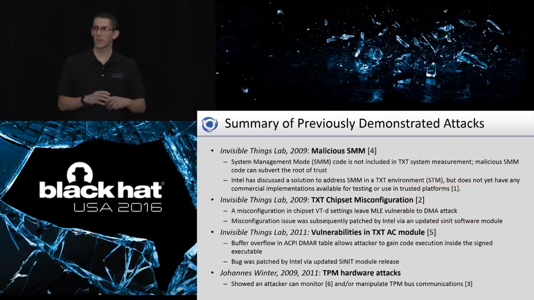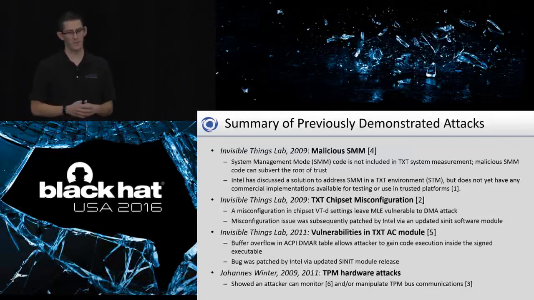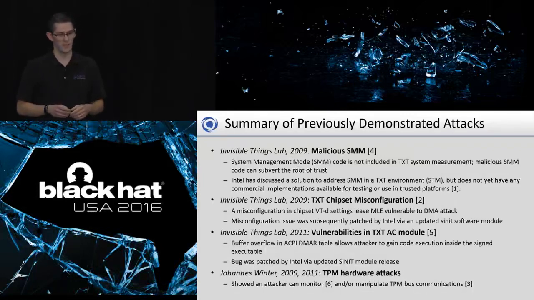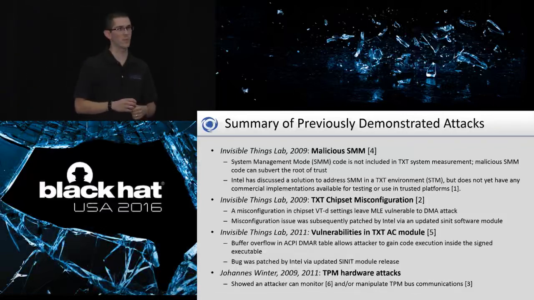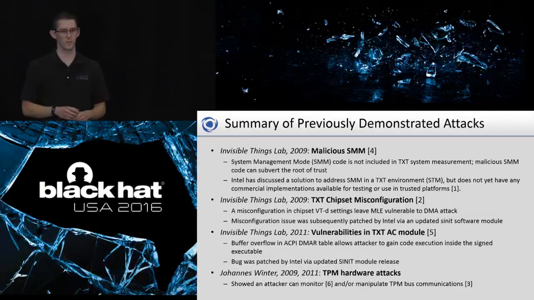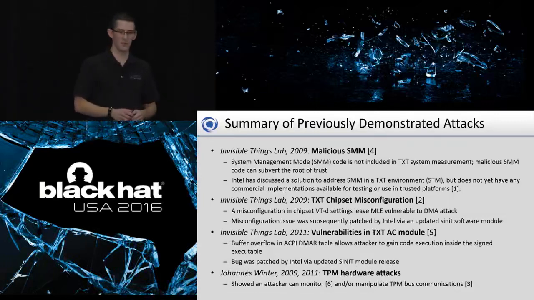So this is not the first talk that looks at undermining TXT. There's been a bunch of work here, so I just want to point out some of those. If you're not familiar with these particular things and you're interested in this stuff, I encourage you to go look up this work, some really great stuff. Invisible Things Labs looked quite a bit at TXT a few years ago, and they showed that you can use system management mode to bypass the root of trust measurement because it's not included in the measurement. Intel talked about this STM, secure transfer monitor, that can actually measure what's in system management mode, but we're still yet to see a real implementation of that in practice.